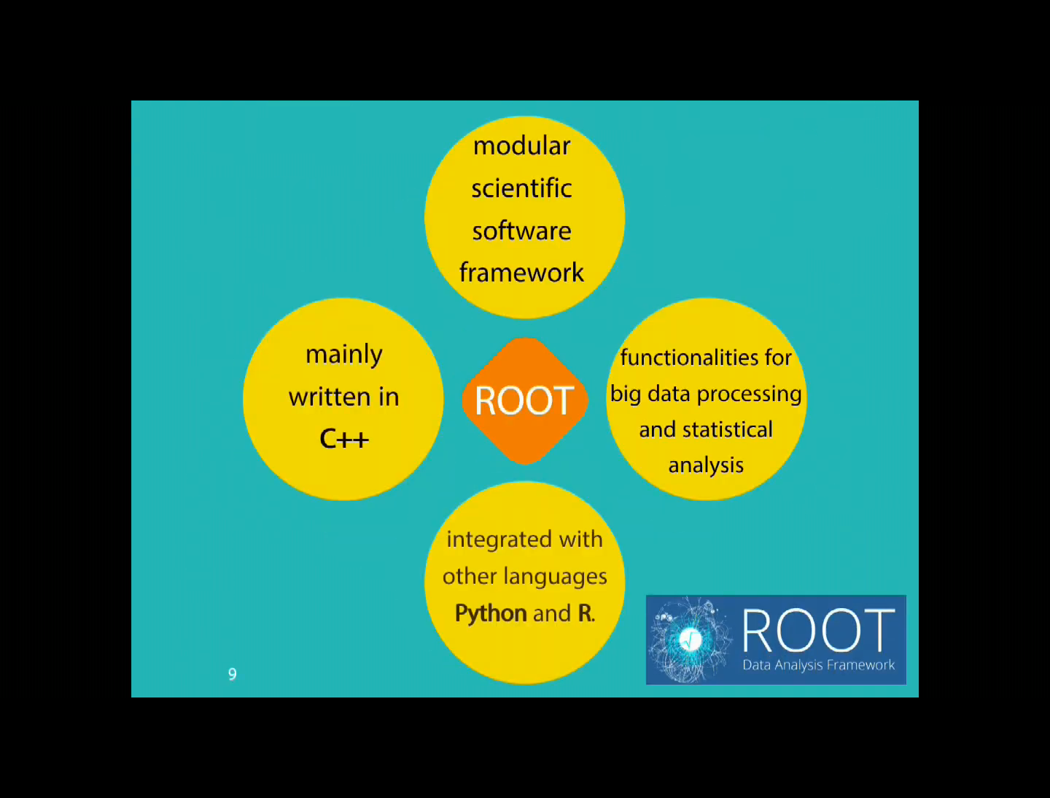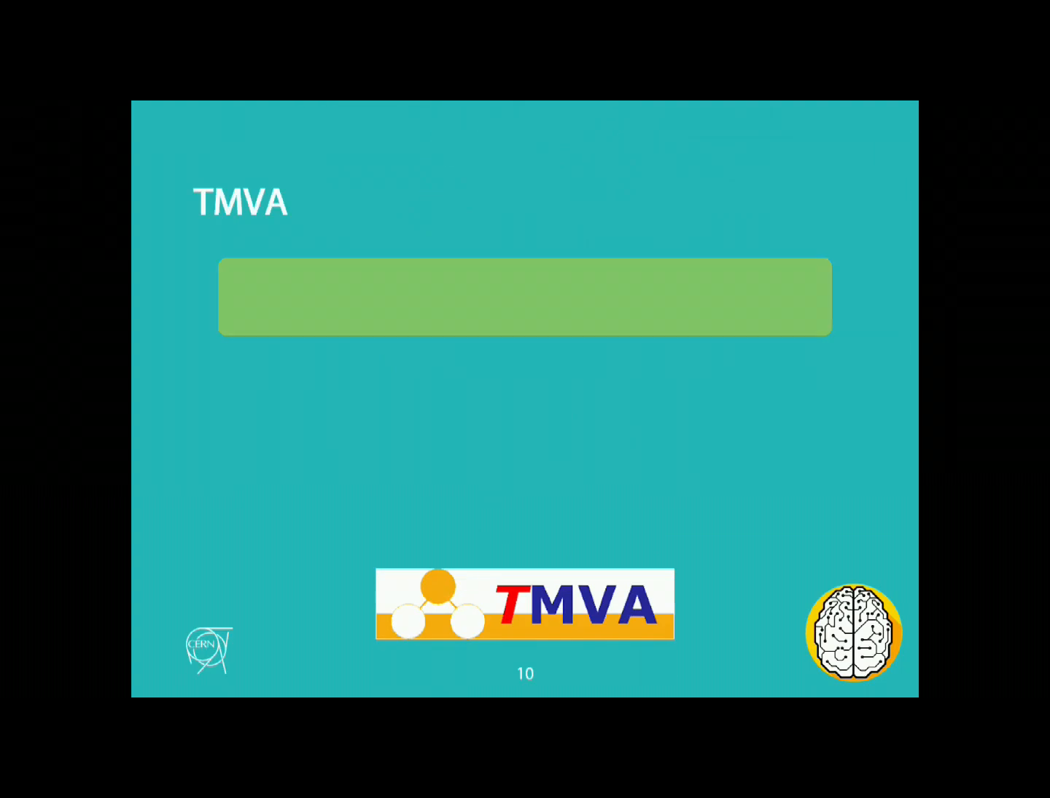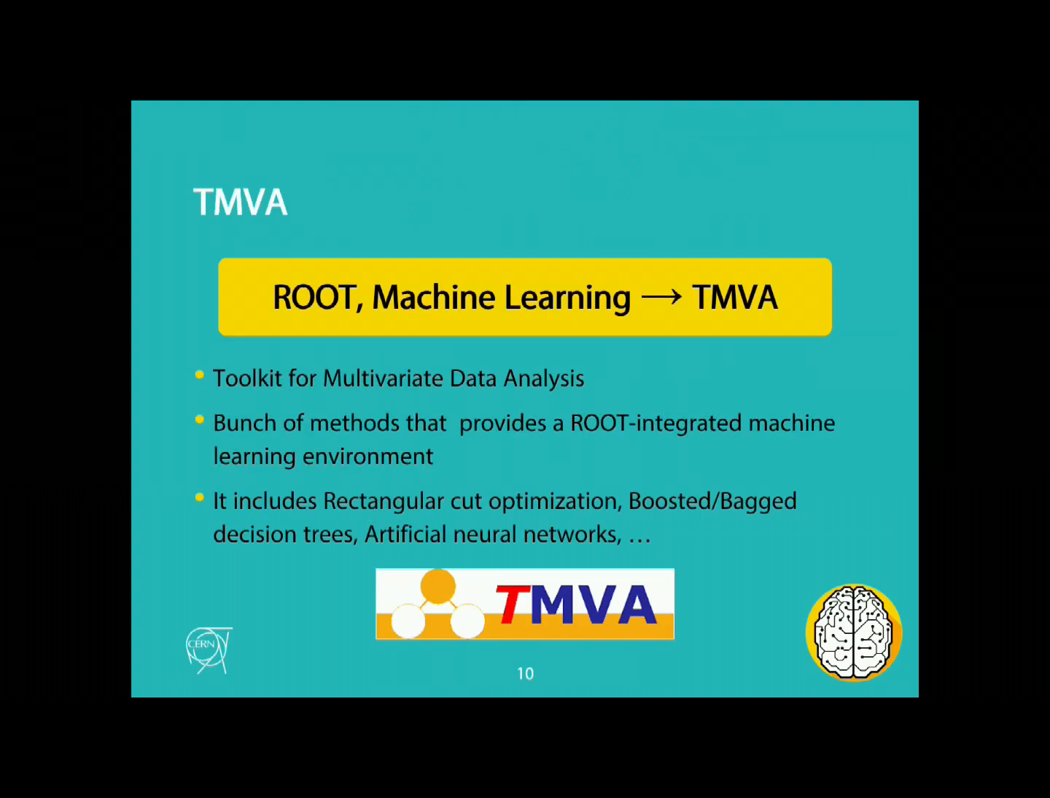I think most of you know about ROOT, but it is a brief introduction. This is a framework mainly written in C++. It has lots of functionalities for big data processing and statistical analysis, and is integrated with Python and R. And what is TMVA? TMVA stands for the Toolkit for Multivariate Data Analysis. When you are going to use machine learning methods in ROOT, they have built TMVA, which is a bunch of methods and provides a ROOT-integrated machine learning environment.